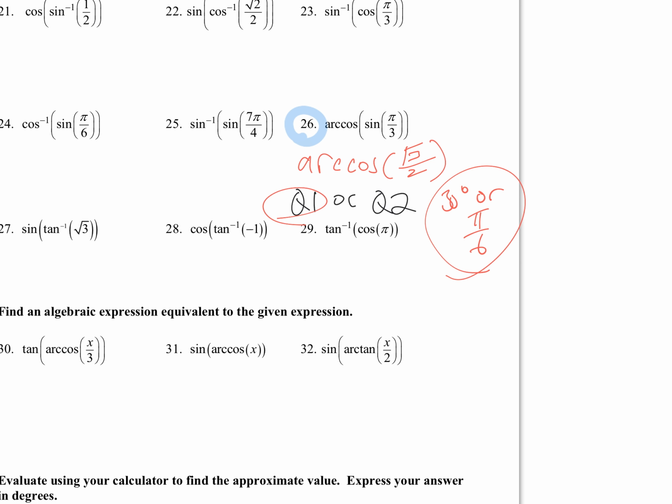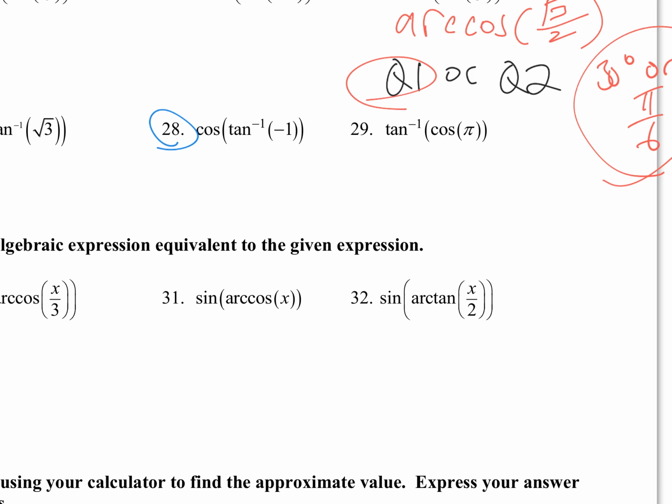All right, our last problem for us to try together is number 28. Take a look at 28. Our friend Tangent is back. Pause the video, try it yourself, and see if you can figure it out. Okay, we are back. Let's take a look at number 28. So, let's deal with the tangent inverse of -1 first, and then the cosine afterwards.